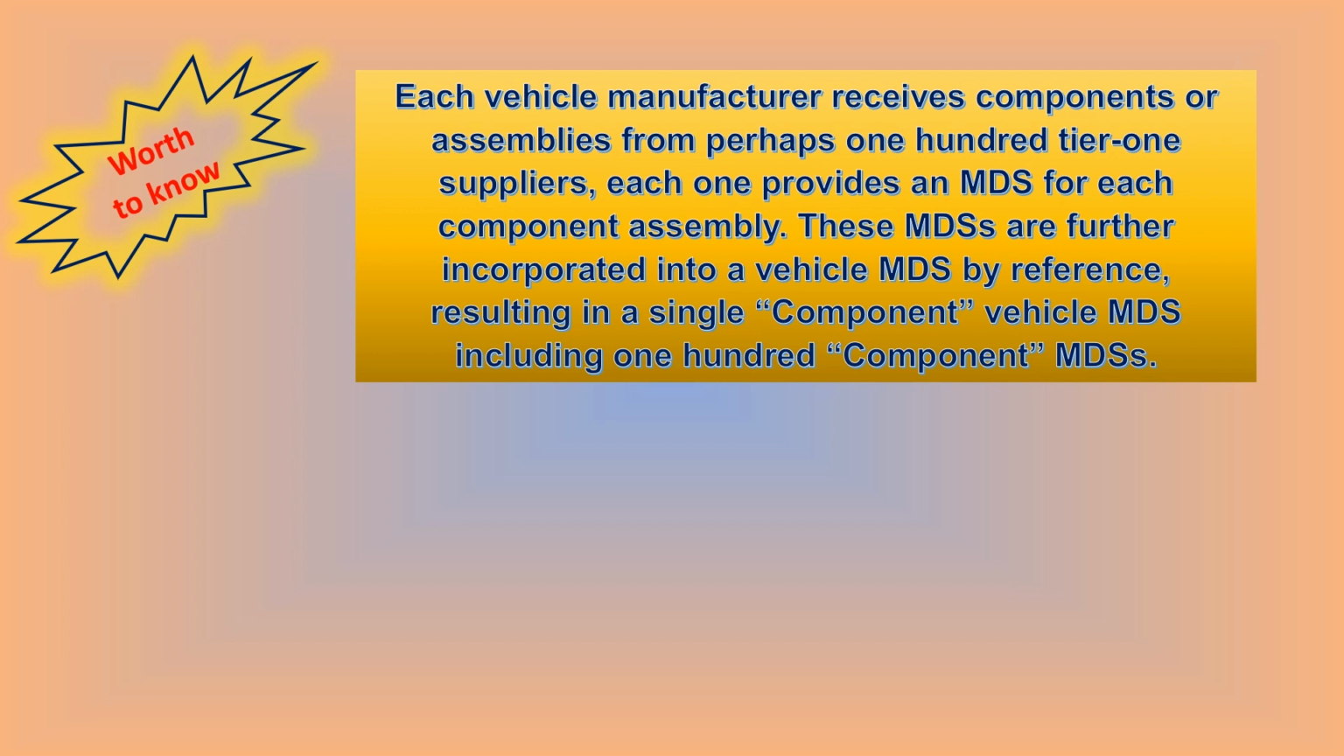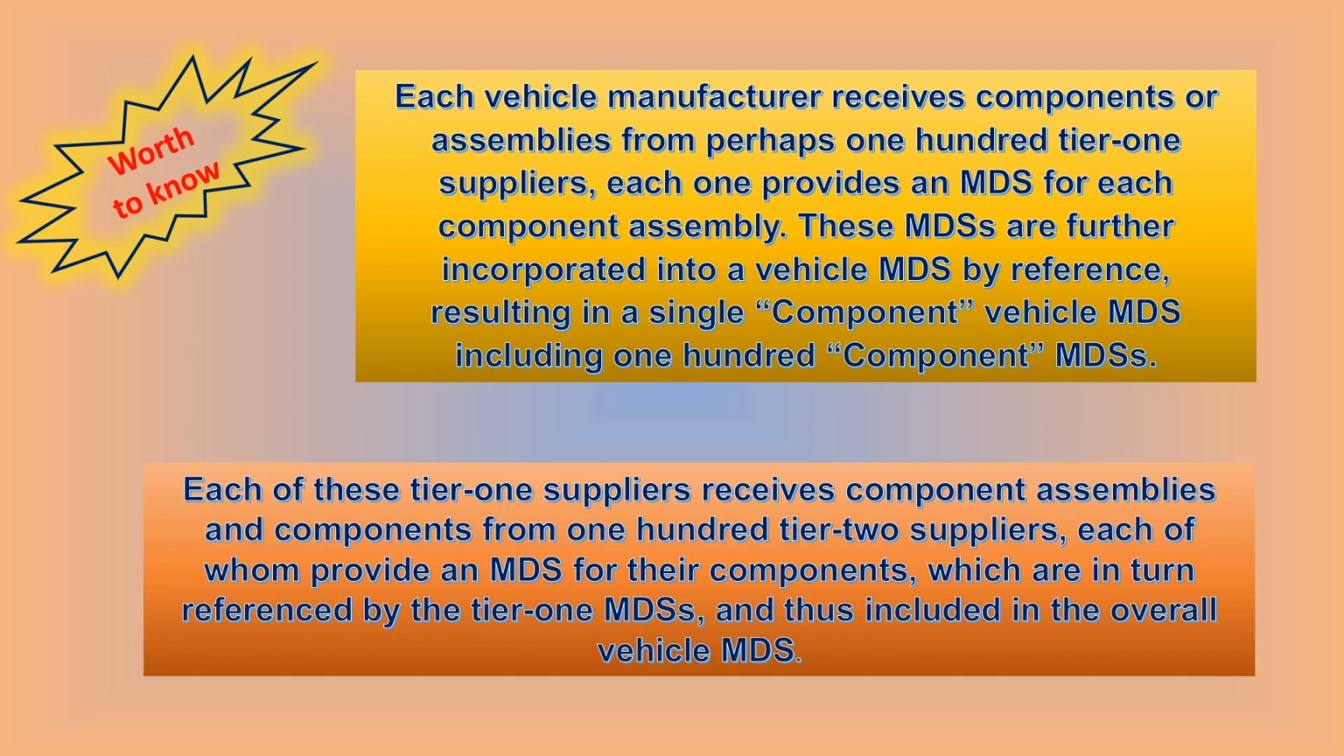Each vehicle manufacturer receives components or assemblies from perhaps 100 Tier 1 suppliers. Each one provides an MDS for each component assembly. These MDSs are further incorporated into a vehicle MDS by reference, resulting in a single component vehicle MDS including 100 component MDSs. Each of these Tier 1 suppliers receives component assemblies and components from 100 Tier 2 suppliers, each of whom provides an MDS for their components, which are in turn referenced by the Tier 1 MDSs and thus included in the overall vehicle MDS.